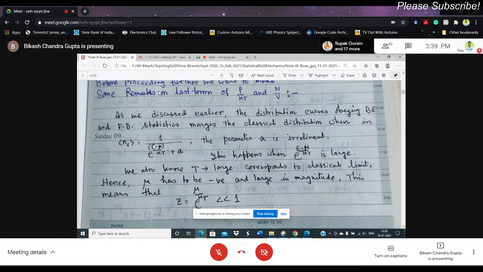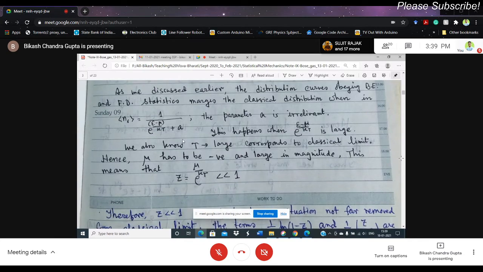It is 1 by e to the power epsilon minus mu by kT. Then A is not important. And also, we go over to the classical regime only when T tends to infinity. As in, at large temperature we go over to the classical limit. So if T is large, then A has to be irrelevant, and this term has to be much greater than 1. And then if T is large, then mu has to be negative, and the magnitude should be large. That is what it says.